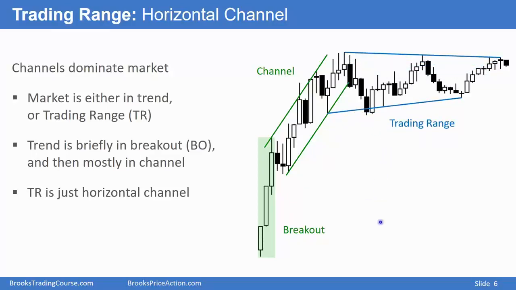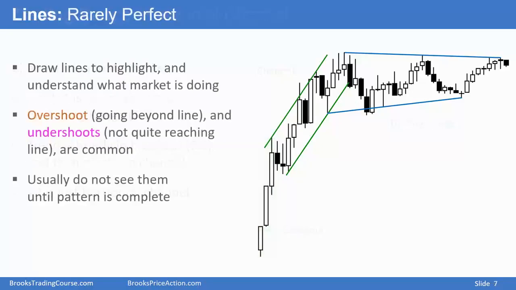And remember, my definition of a channel is any collection of bars that can be contained between two lines. A trading range is a channel. It's a sideways channel, a horizontal channel, but it's a channel. I always draw my lines in a way that best highlights what the market is trying to do. Sometimes that results in bars being above or below the lines, extending beyond the channel. Other times it results in reversals that do not quite reach the lines.